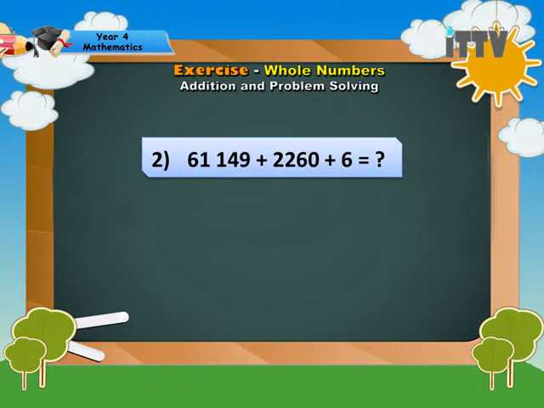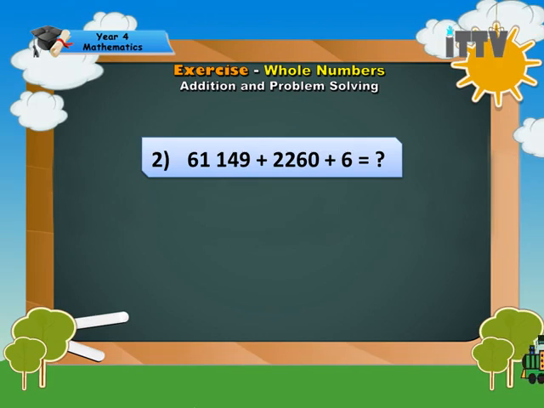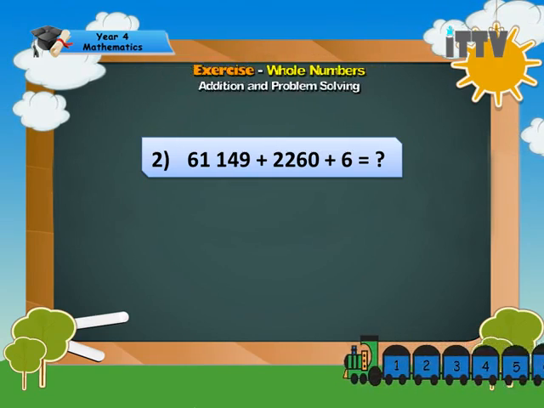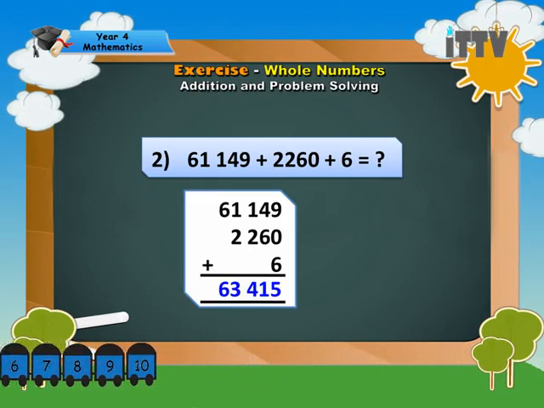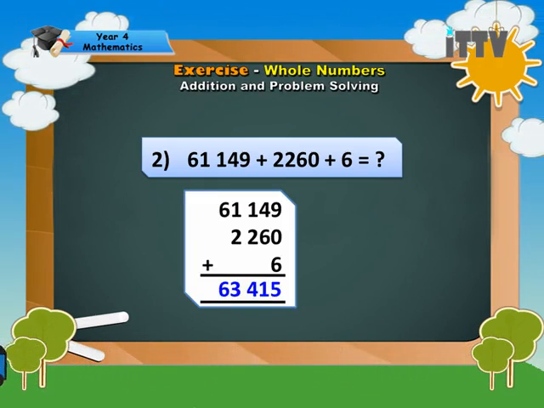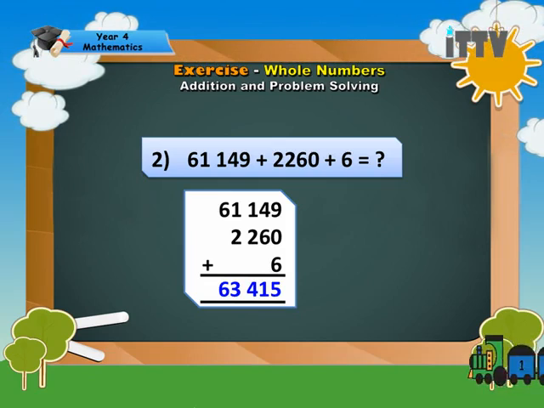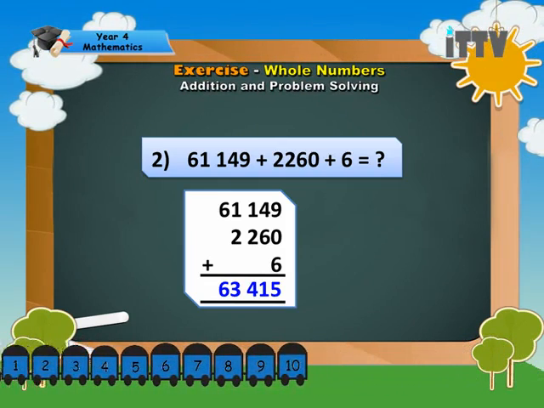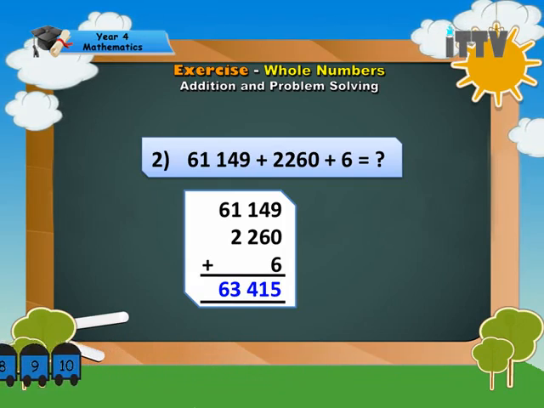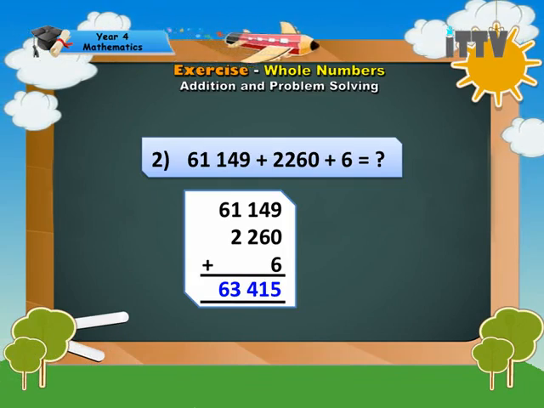As for the second question, as you can see here, the question is given to us in horizontal form. Yeah? The numbers are arranged in one horizontal line. 61,149 plus 2,260 plus 6. So our next step is to arrange the numbers in vertical form like this. Make sure the digits are arranged in the right place value. Okay? So then, after that, you can start adding from right to left. And that will give you the answer, 63,415.